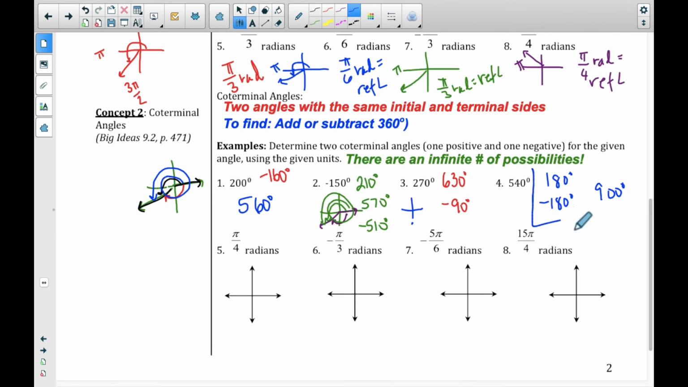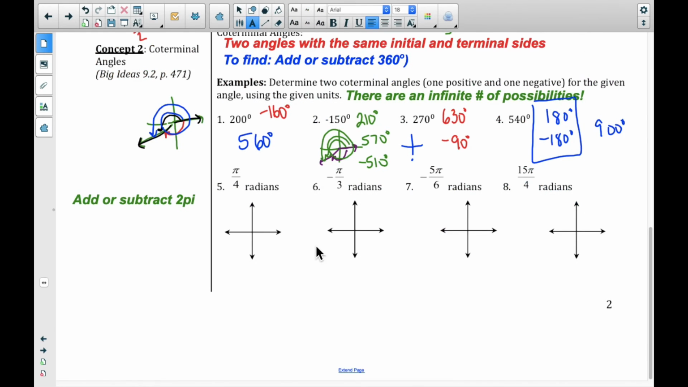And so here is one negative answer and one positive answer. All right, well, anything we do in terms of degrees, we also have to understand it in terms of radians. When we're talking about radians, remember we were doing 360s, right? We were adding 360 or subtracting 360. Now we're going to add or subtract 2 pi.